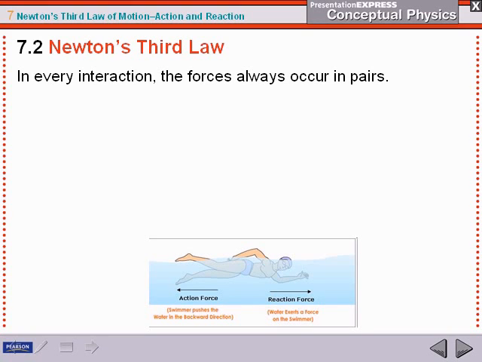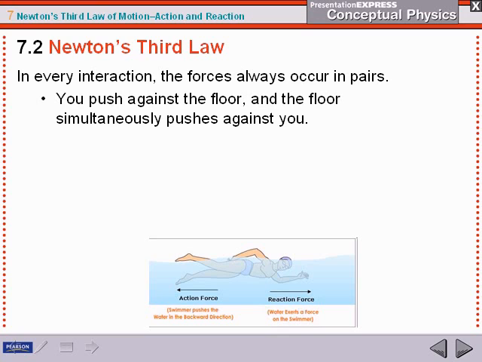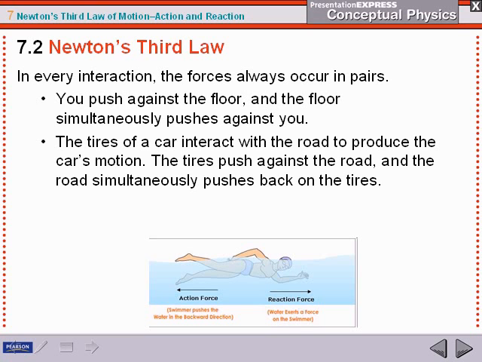Now, here we go. Here we're talking about it occurring in pairs. You push against the floor, it's going to push simultaneously back against you. The tire of the car interacts with the road to produce the car's motion. This is what I was just talking about before. The tire is going to push back on you.